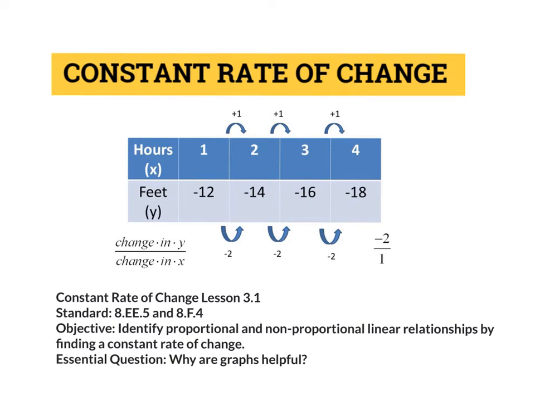Constant rate of change, Lesson 3.1. The standard is 8.EE.5 and 8.F.4. The objective is to identify proportional and non-proportional linear relationships by finding a constant rate of change. Essential question: why are graphs helpful?